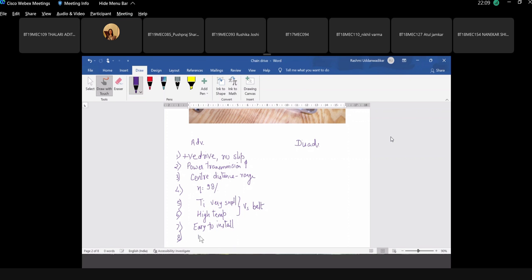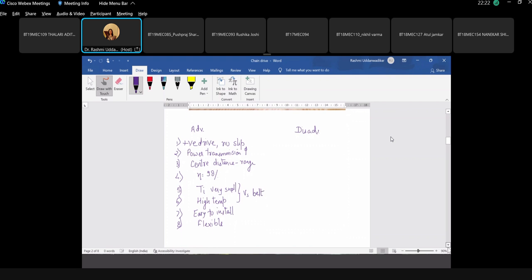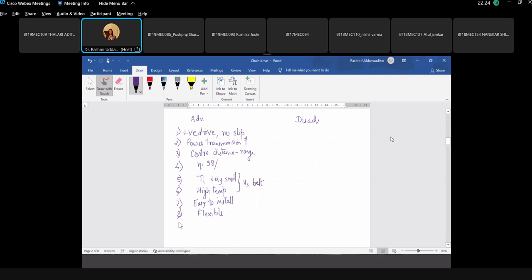Then this lies somewhere between gear drive and belt drive. So it is flexible compared to gear drive, and it is rigid and a positive drive as compared to belt drive. So this is lying somewhere in between.